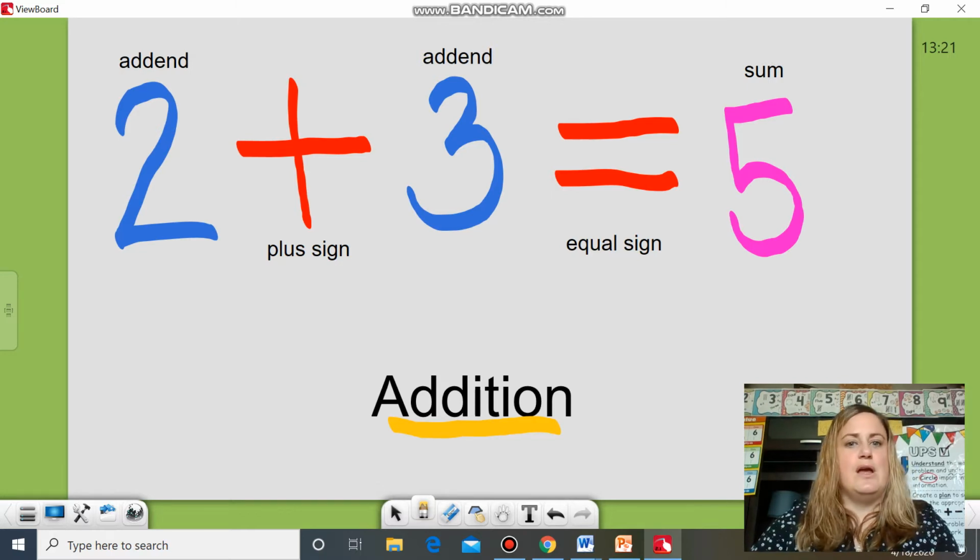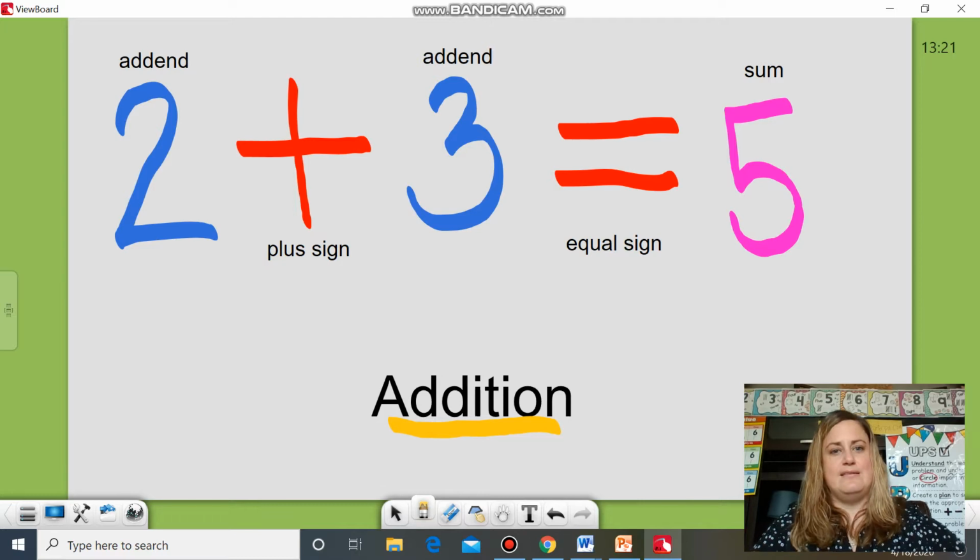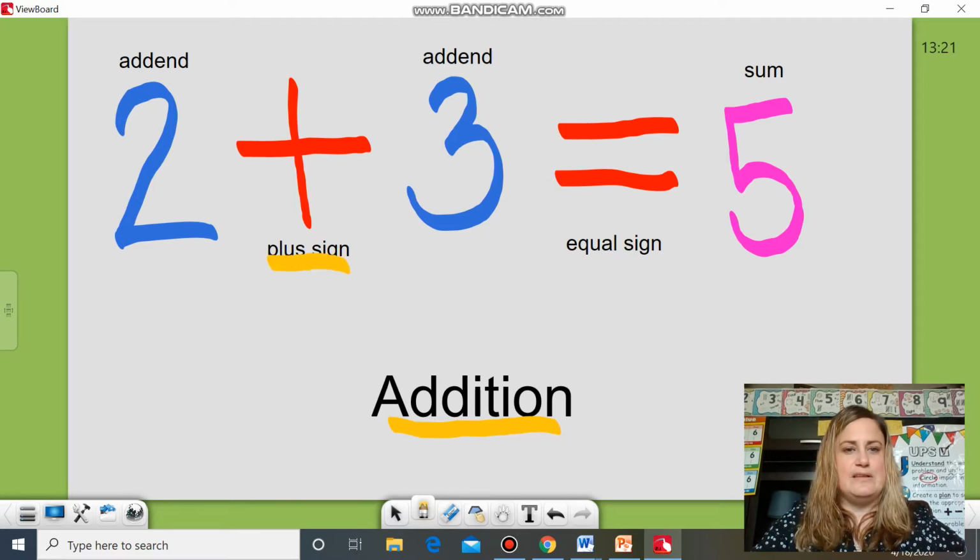All right, so on my screen, you will see this red sign here, which is called a plus sign. So when we see the plus sign, that means that we are going to be doing addition. And that means that we are going to be putting things together to make a bigger number.